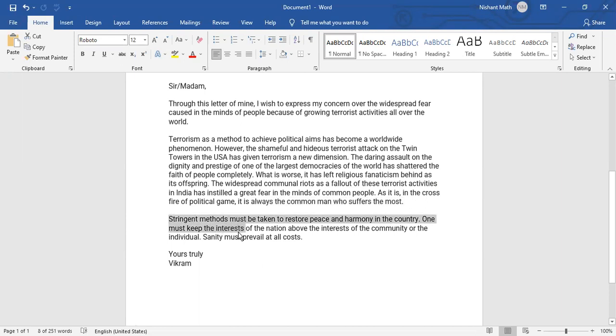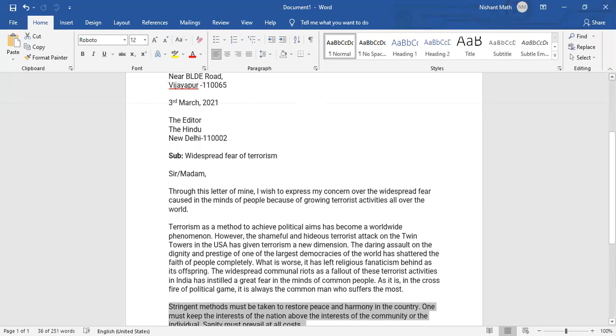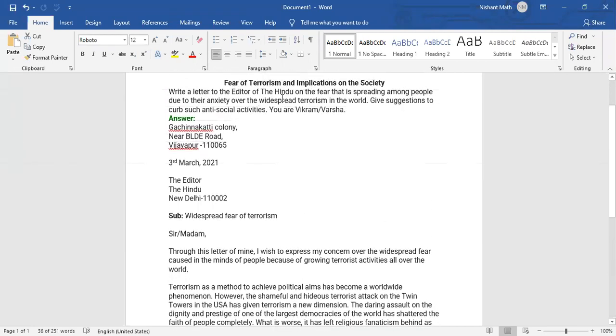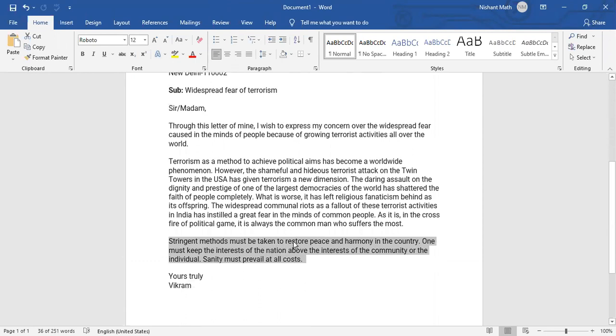That means now the concluding part of this letter has certain exercise that what way you can suggest. The whole letter's questionnaire was for suggest certain things. Okay, suggest, give suggestions to curb, to stop. Curbing means to stop. Stringent methods must be taken to restore peace and harmony in the country. One must keep the interests of the nation above the interests of the community or the individual.